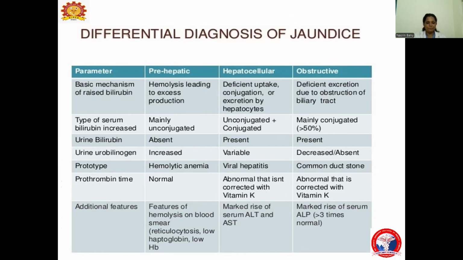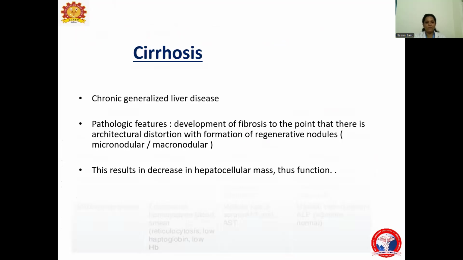Additional features of hemolysis seen on blood smear are reticulocytosis, low haptoglobin, and low hemoglobin. Marked rise of serum ALT and AST is seen in hepatic jaundice, whereas marked rise of serum ALP, more than 3 times normal, is seen in obstructive jaundice.